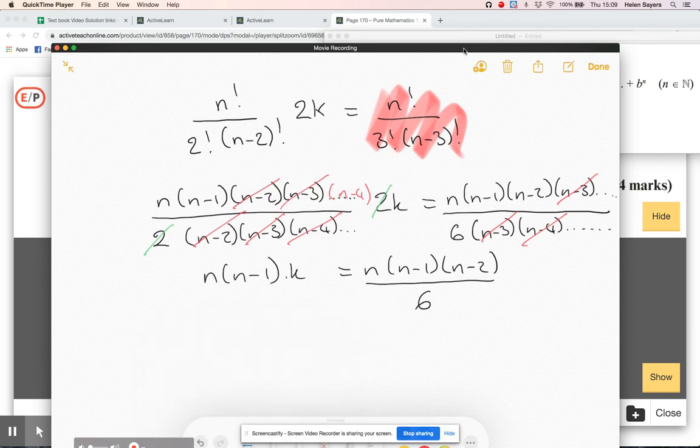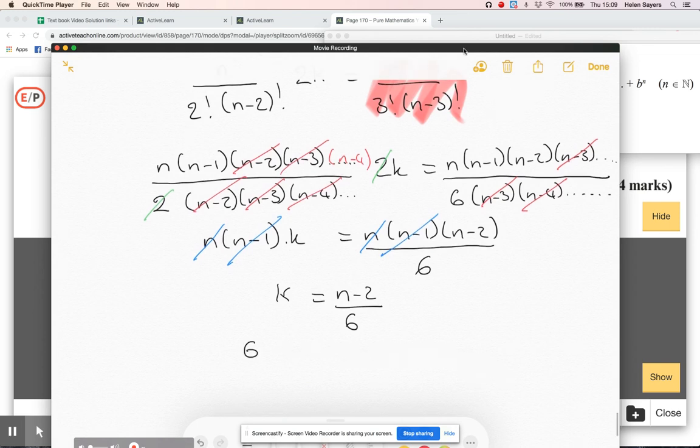I can also now cancel both sides through by n and by n-1. And now is the payoff, because that is all I am left with. So I can then multiply up by the 6, add the 2 over, do the huge sigh of relief, and say, as required.